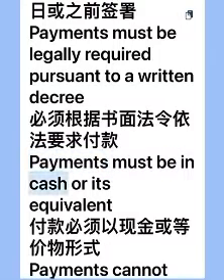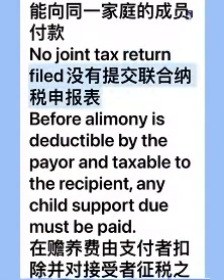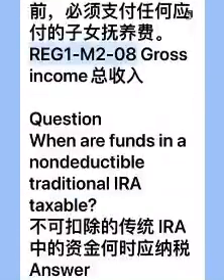Payments must be in cash or its equivalent. Payments cannot extend beyond death of payee. Payments cannot be made to members of same household. No joint tax return filed. Before alimony is deductible by the payer and taxable to the recipient, any child support due must be paid.